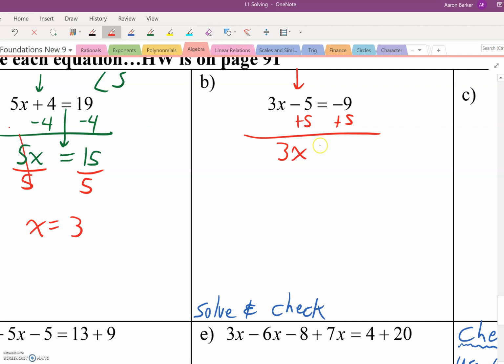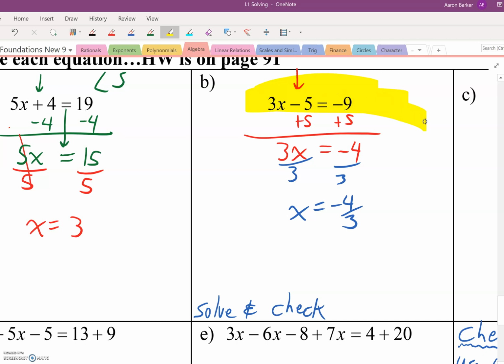Okay, and 3x equals, don't forget your equal sign should line up to make things easier to see. 3x equals negative 9 plus 5, negative 4. Now, I have 3 times x, so to divide by 3, I get x equals negative 4/3. Did I start with a fraction, decimal up here? No. So then you should keep that as a fraction.